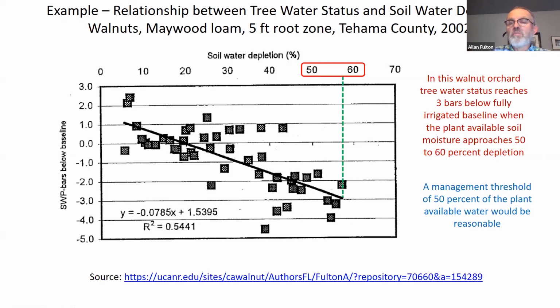So again, a management threshold or a management allowable depletion of around 50% of the total plant available water would be a reasonable threshold to help us anticipate when the true stem water potential measurements measured with a pressure chamber would begin to really reach levels of concern.